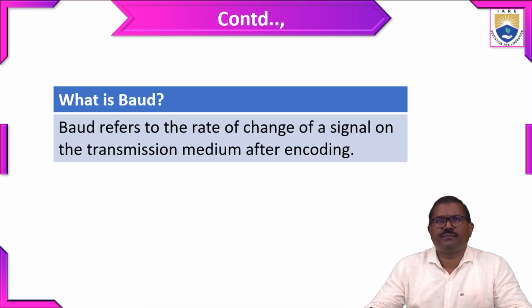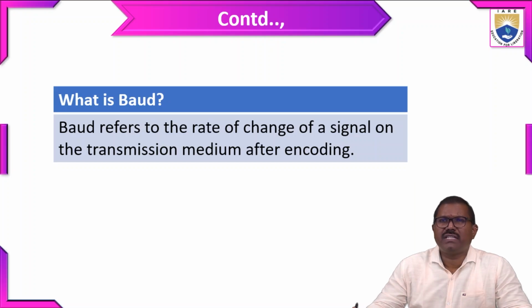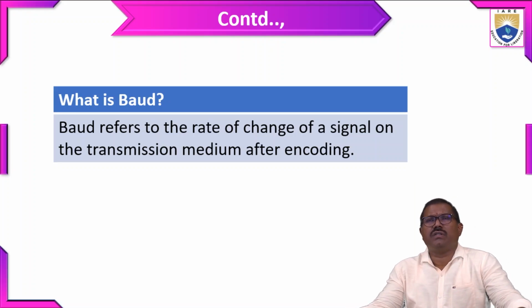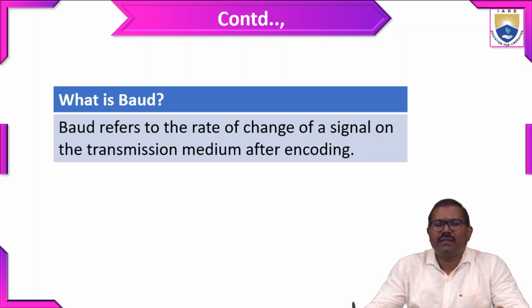What is baud? Baud refers to the rate of change of a signal on the transmission medium after encoding. After encoding means this is purely related to digital. Why? In analog communication there is no encoding. Encoding is only there in digital communication. So baud refers to the rate of change of a signal on the transmission medium after encoding.